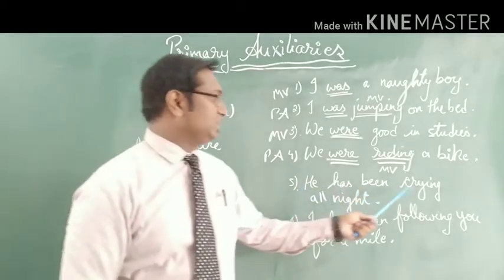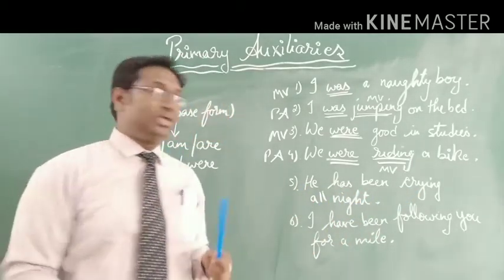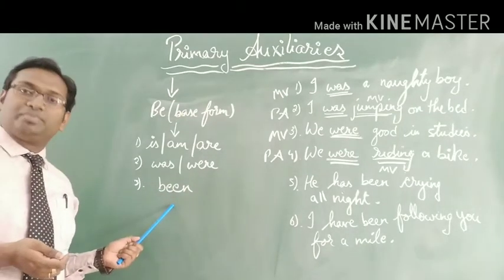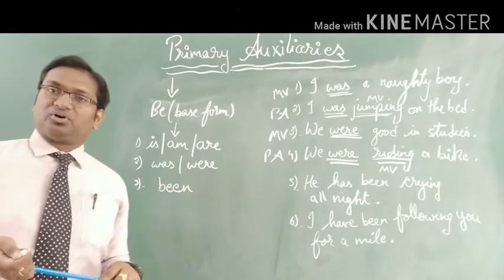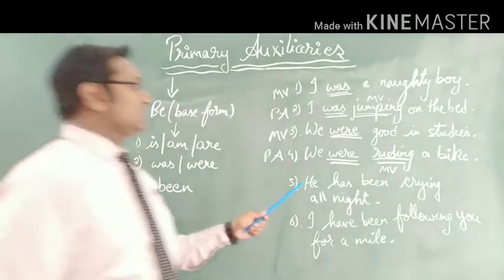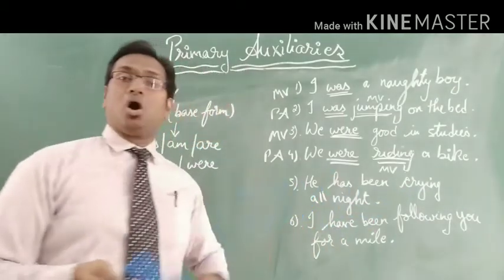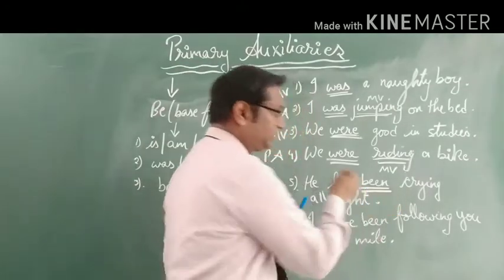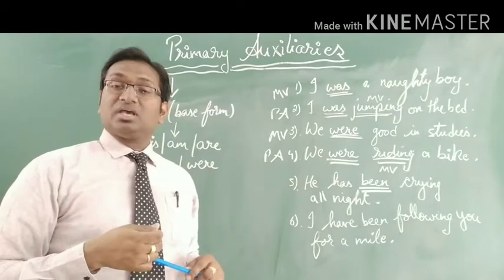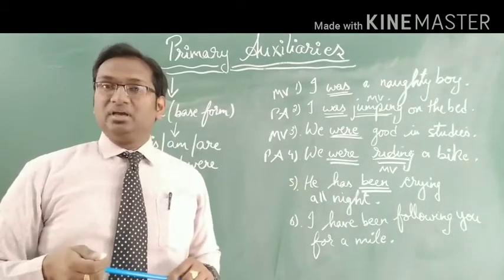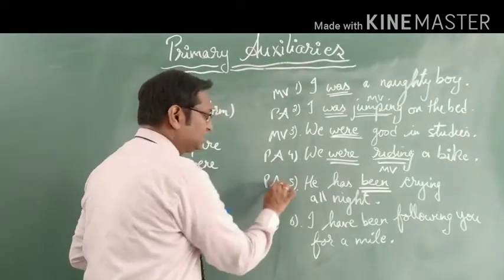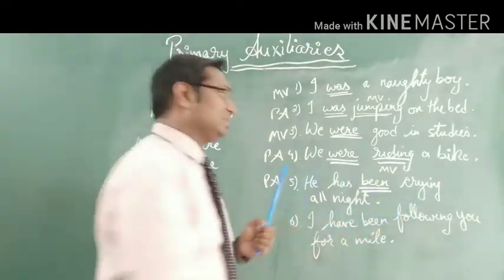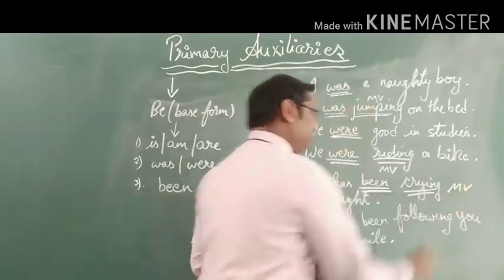Fifth, he has been crying all night. Now over here we are using been. Now been is the third form. Be is your third form. So let's see. He has been crying all night. So over here been is your primary auxiliary. Why? Because it is helping the verb crying. Crying is your main verb.